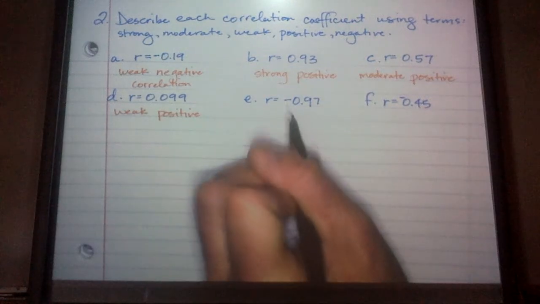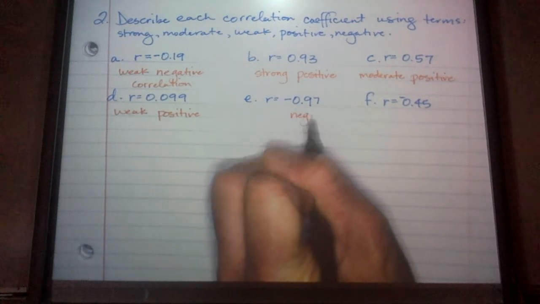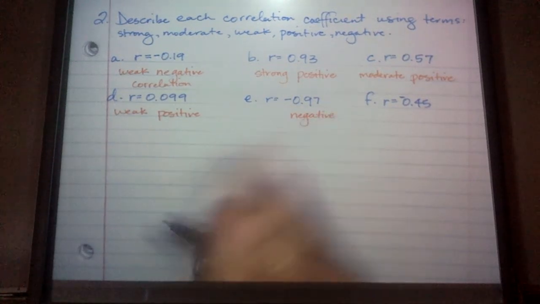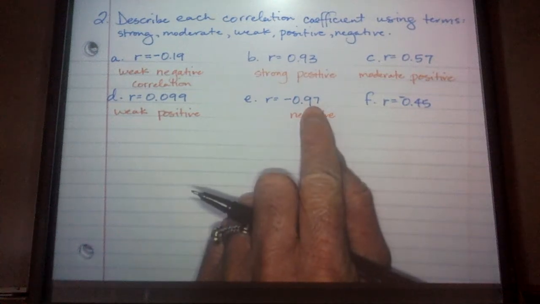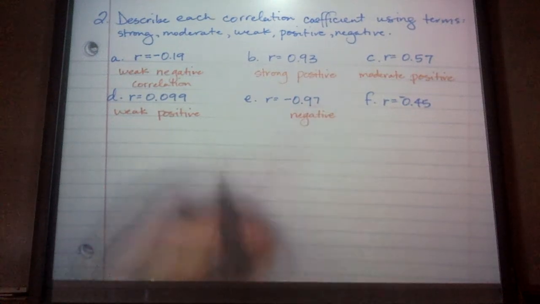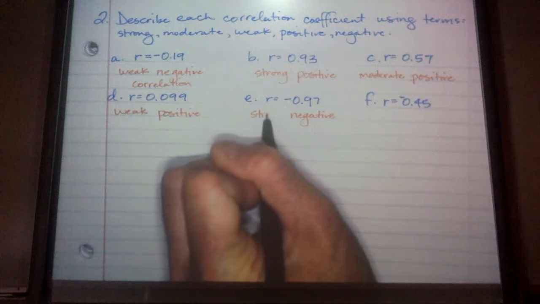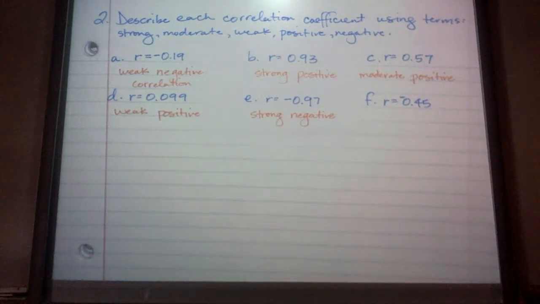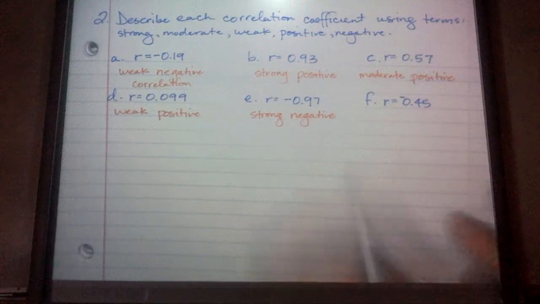This next one, I can see by the negative sign, this has a negative correlation. But 0.97 is almost -1, right? It's super, super close. So I would say that this has a strong negative correlation. At any point, you can pause this and then check your answer. So what would you write for part F? Pause it, write your answer, and then push play to check mine.